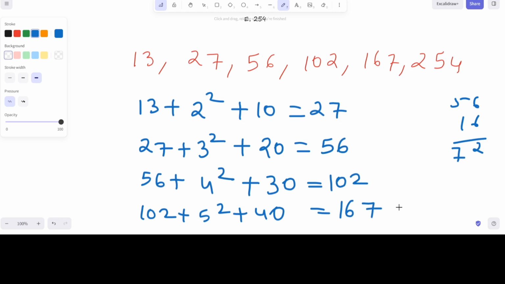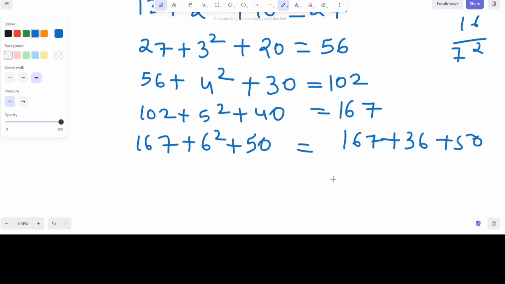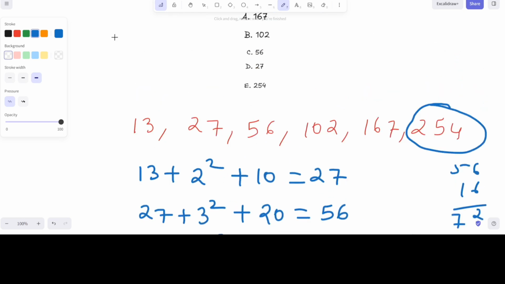In the similar way, next term should be 167 plus 6 square plus 50. That is equal to 167 plus 36 plus 50. That is 167 plus 86. 253 should be the next term. But what we got here? 254. So the wrong term is this one. 254 is the wrong term.